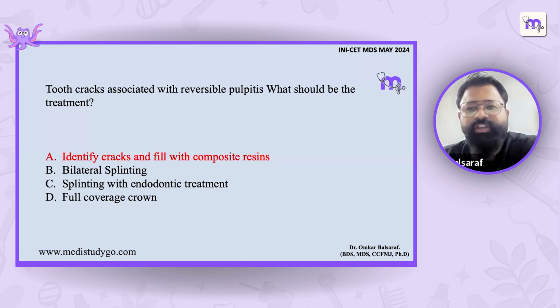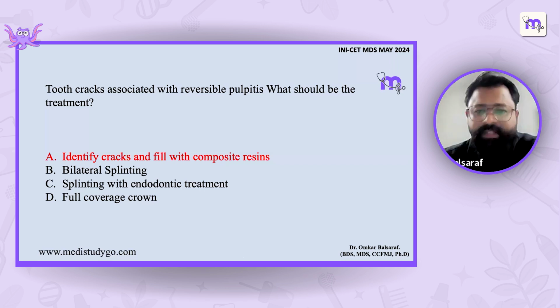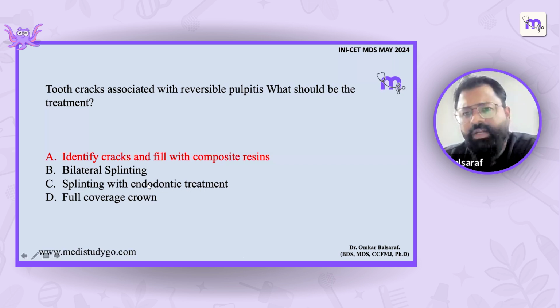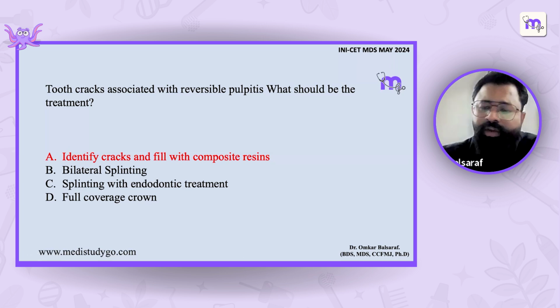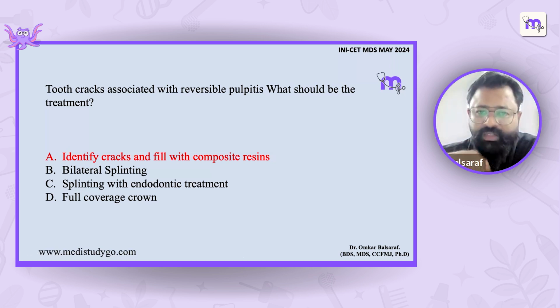So identify cracks and fill with composite resin is the answer, because whatever cracks are there, you generally fill them up with the composite resins to avoid the reversible kind of pulpitis that is there around. Okay. Splinting with endodontic treatment is not required, because if you're splinting and also again giving endodontic treatment, it is of no use. Full coverage crown is only given in cases wherein you have fractures or wherein you are going for an endodontic treatment. Post endodontic treatment, you go for a full coverage restorations. Okay.